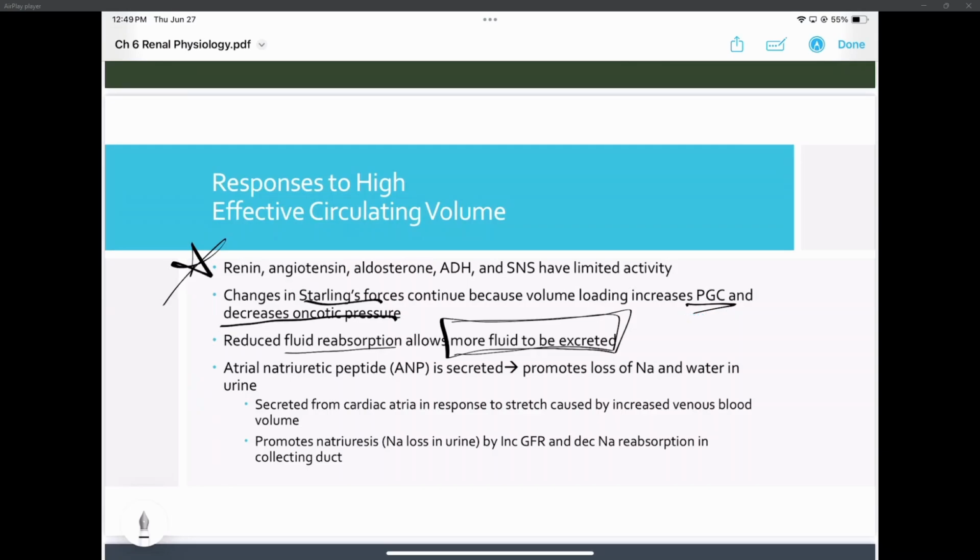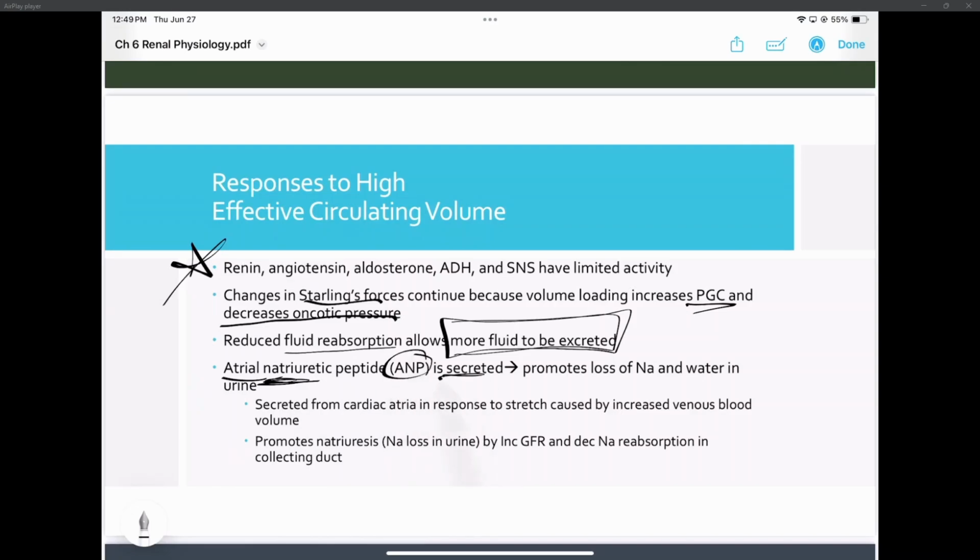If we're excreting more fluid and we're already volume overloaded, yes, we want that. That's a great mechanism. We can get rid of fluid that way by increasing the fluid loss in the urine. We reduce the reabsorption of the fluid so it stays in the urine and we just get rid of it. Here is our atrial natriuretic peptide.